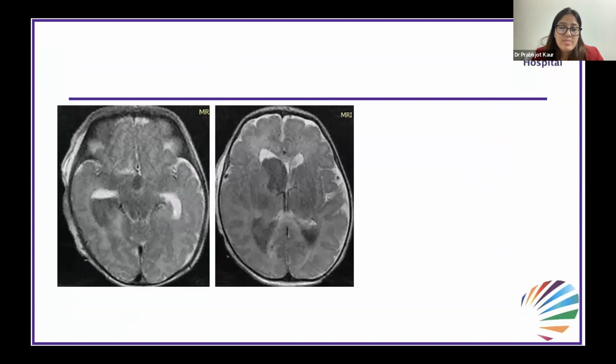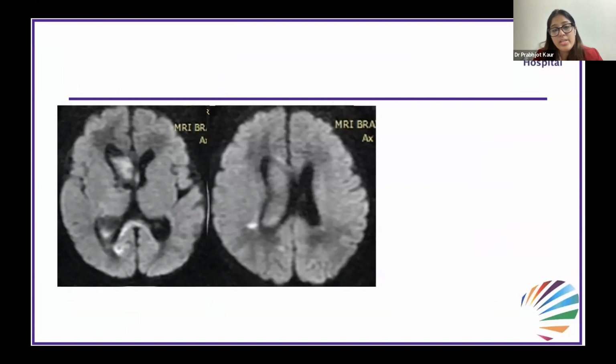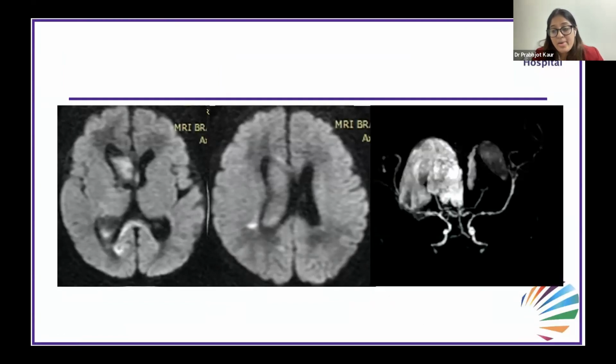Once we could do an MRI, there was a large bleed in the right lateral ventricle, extending into all four horns. It also involved the third ventricle as well as the fourth ventricle, extending further down. Diffusion imaging did show diffusion restriction in the splenium and a few right-sided periventricular areas. We did an MRA, and as we can see, only part of the entire arterial system of the baby is visible, which was normal, but a very large part of it is obscured by the bleed.